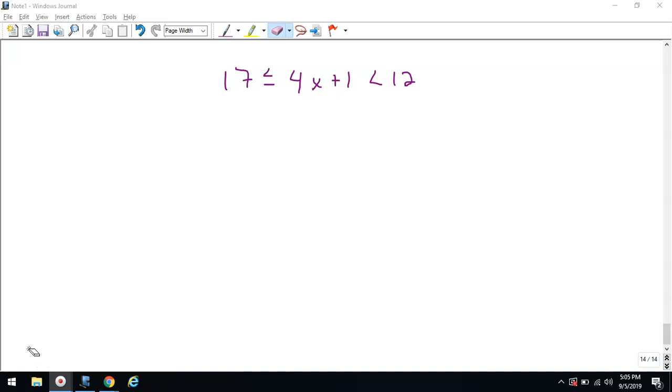So what do we have here? We have a compound inequality. And I kind of want to show you guys what this looks like. What this is saying is that if I take the line 4x plus 1, I want to know what can x be that makes this line greater than or equal to 17? And what can x be that would make this line less than 12?